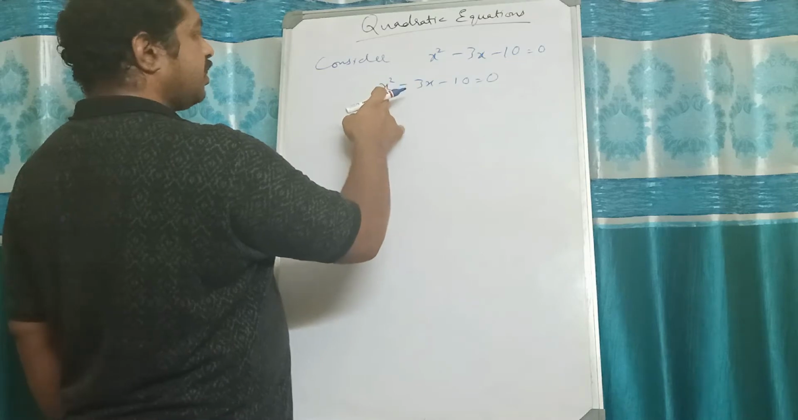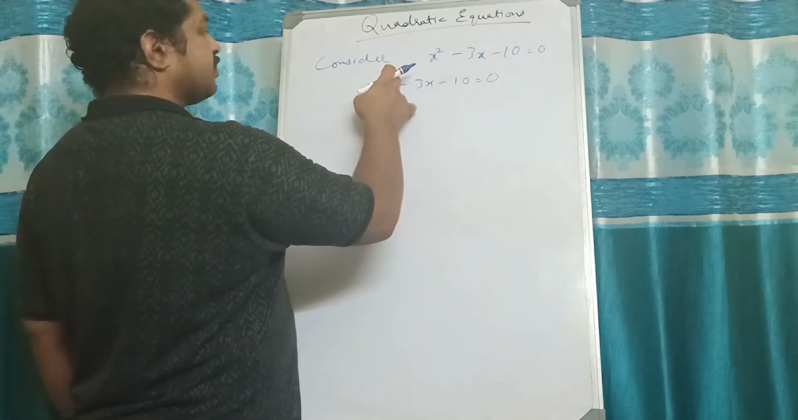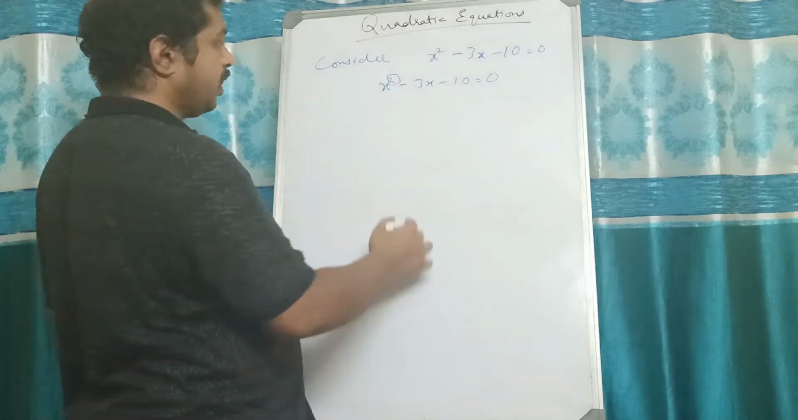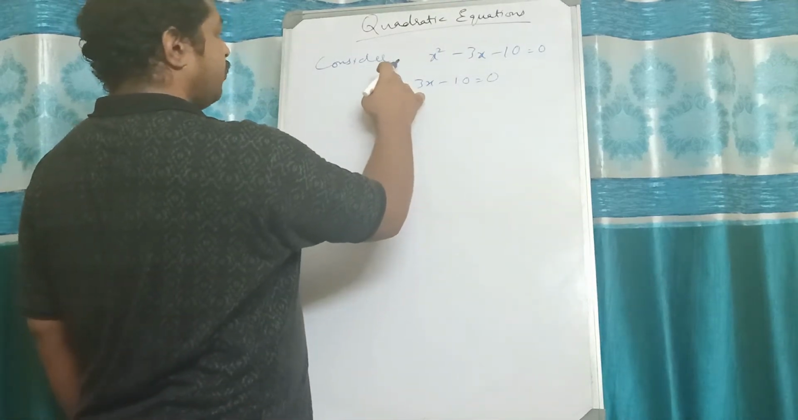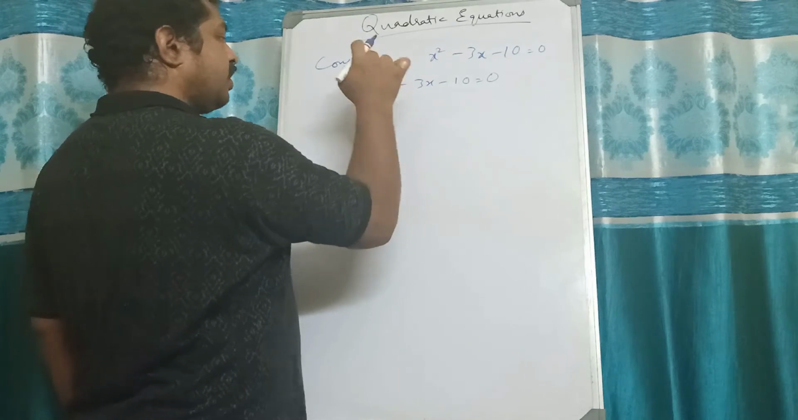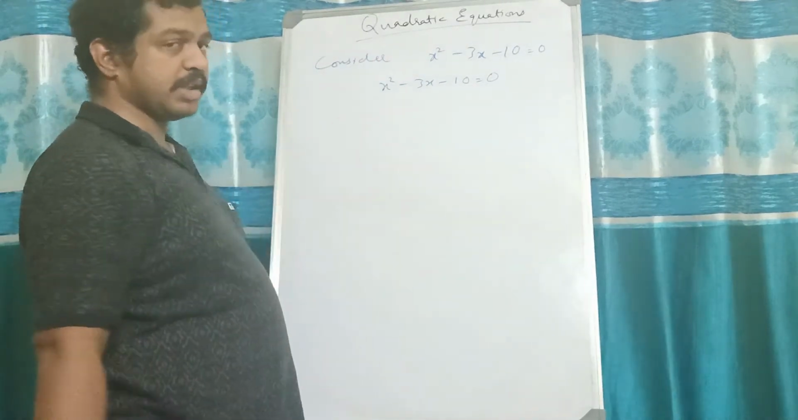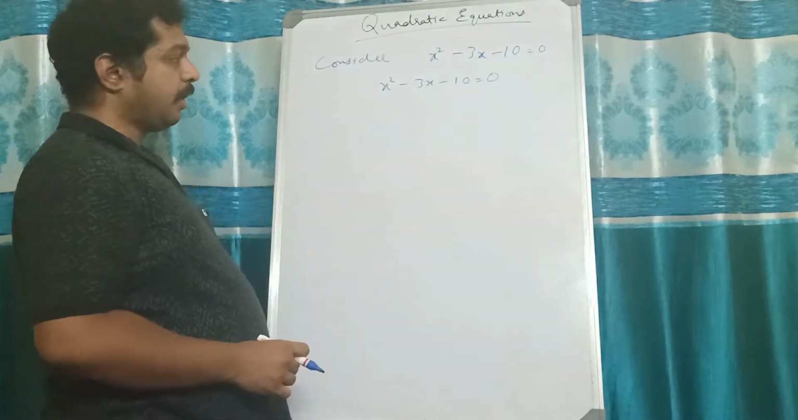As we all know, the highest degree of x will always be equal to 2 for any quadratic equation. Since we have 2 here, we will have two different roots of this equation. Roots mean the values, the number of zeros, for this particular expression or equation.